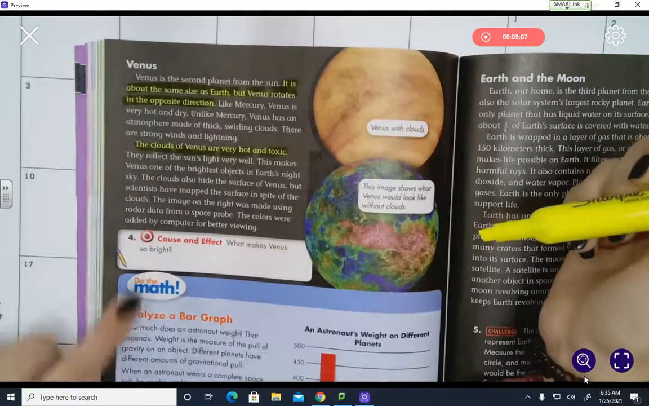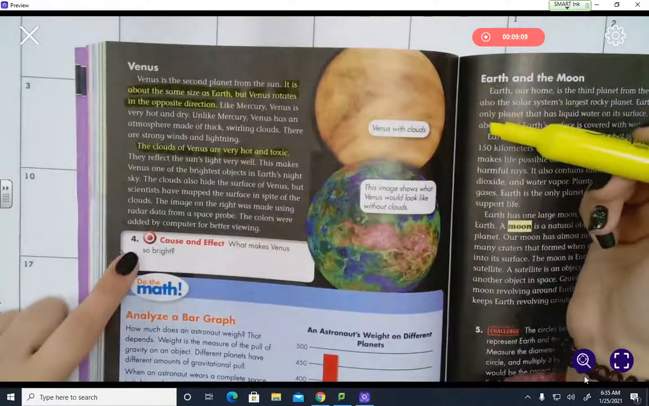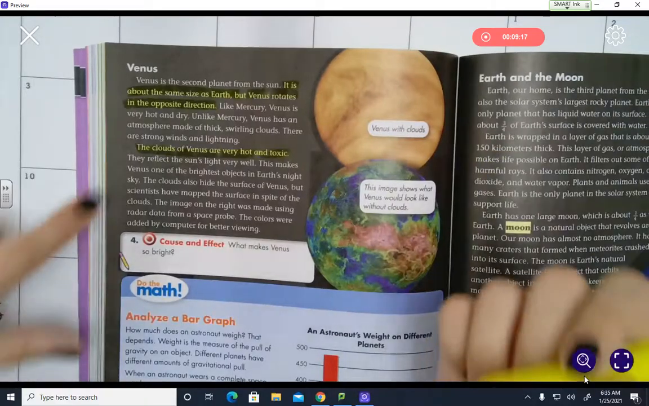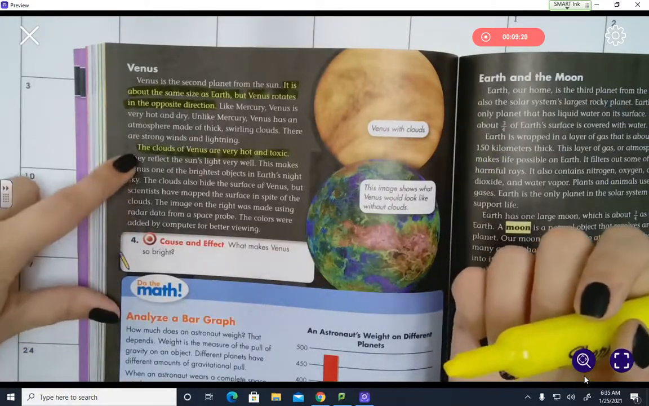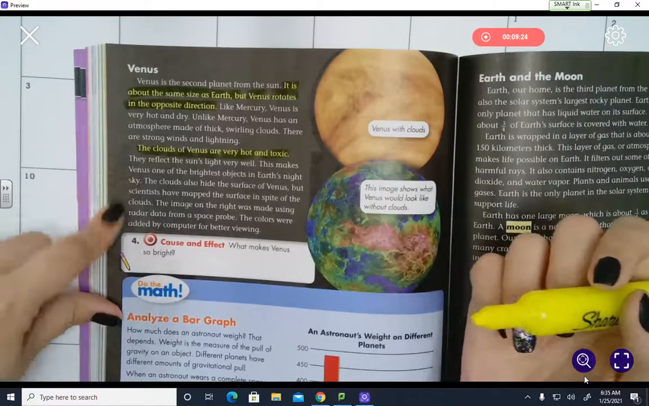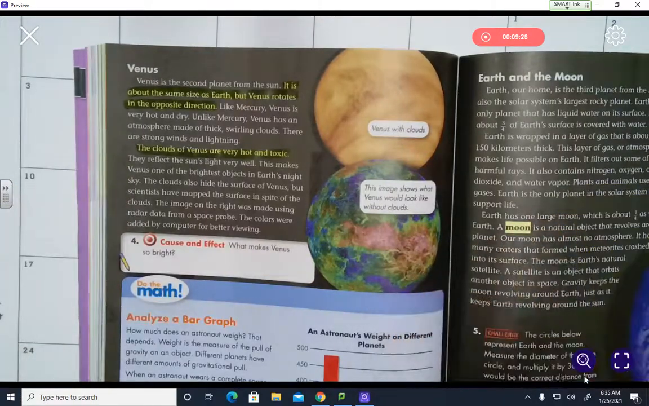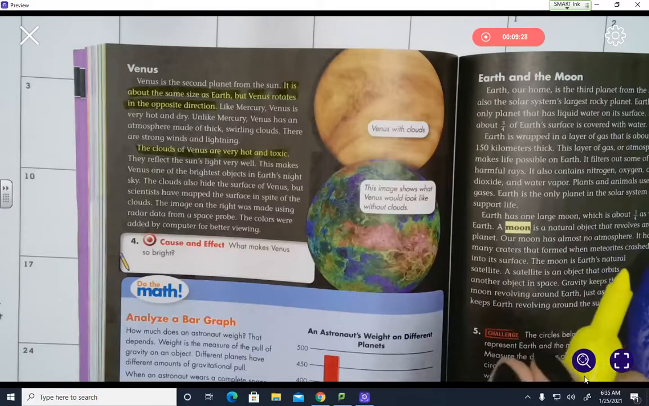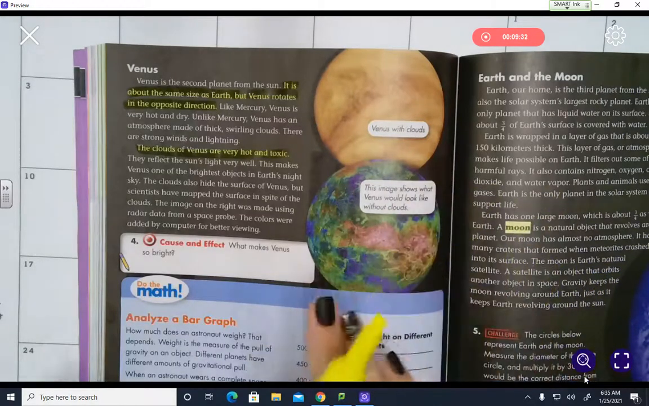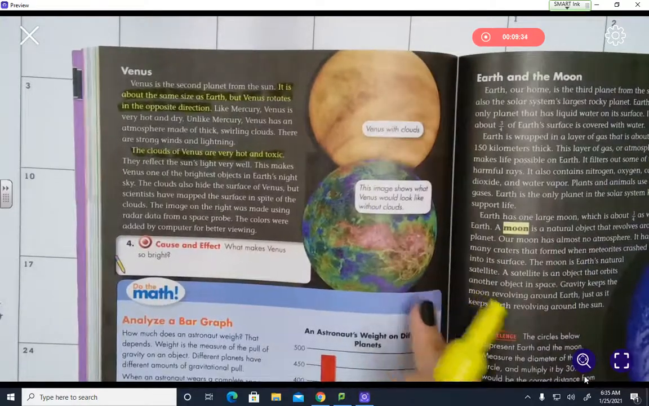All right, number 4, cause and effect. What makes Venus so bright? What do you think? It's in this second paragraph. Talks about it right here. All right, pause the video and answer it, and then move on.